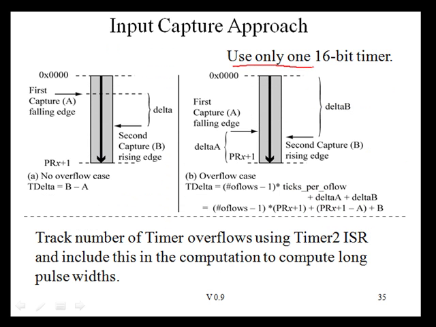If you want to use only one 16-bit timer to measure intervals that are longer than one 16-bit timer, then you have to track timer overflows. This equation shows how timer overflows are included in the delta ticks computation. You track the timer 2 overflows in the interrupt service routine for the particular timer that you're using. In our example, we use timer 2.